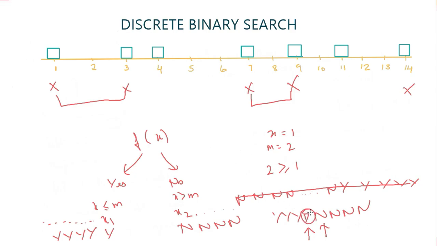We need to find the value of x which gives yes and which is the last yes in the sequence. That means x plus 1 should give no.